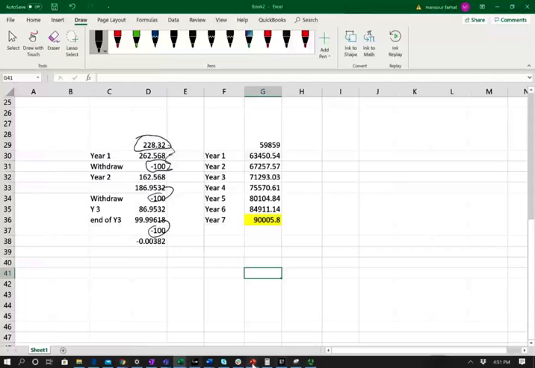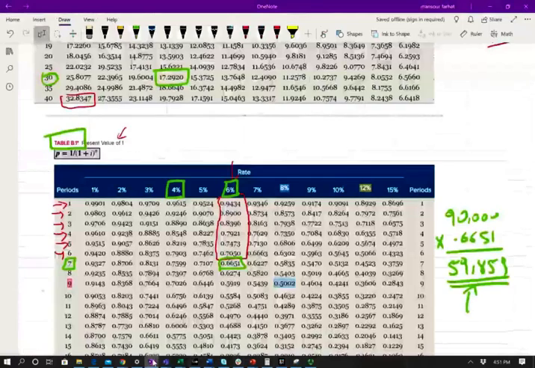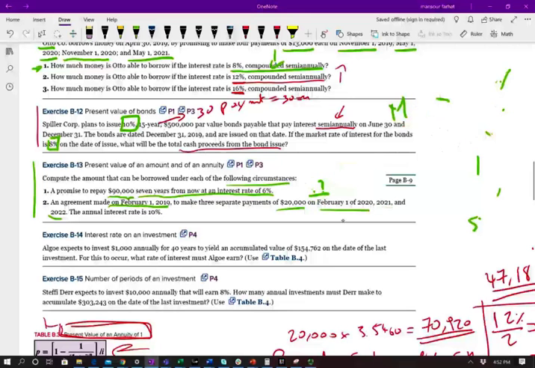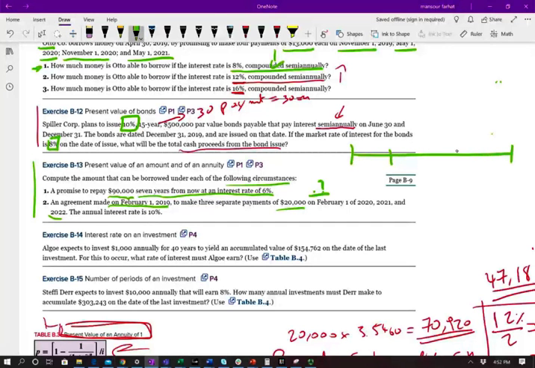Okay, let's go back to the second exercise. The second scenario. An agreement made on February 1st to make three separate payments of 20,000. On February 1st, a year from the borrowing, 20,000, another year, and another year, at an interest rate of 10%. So notice here what we have is an annuity. Why? Because you're gonna lend them the money today, and they're gonna pay you 20,000 each year.